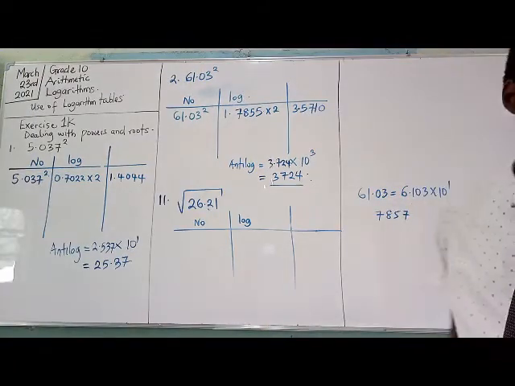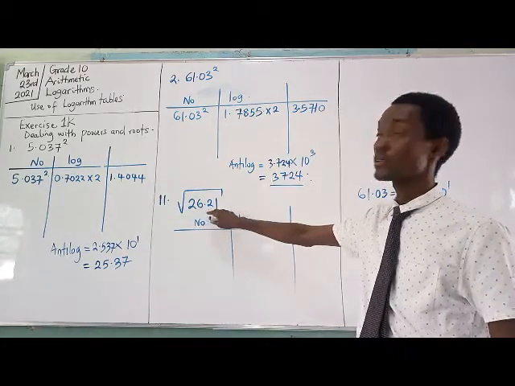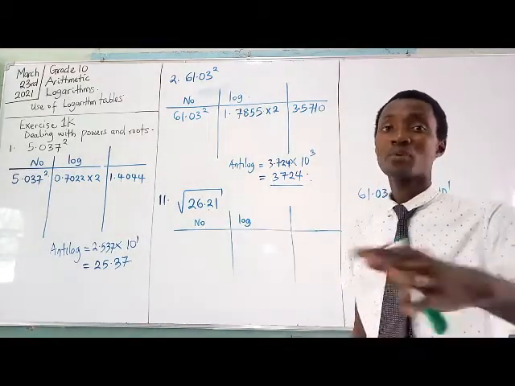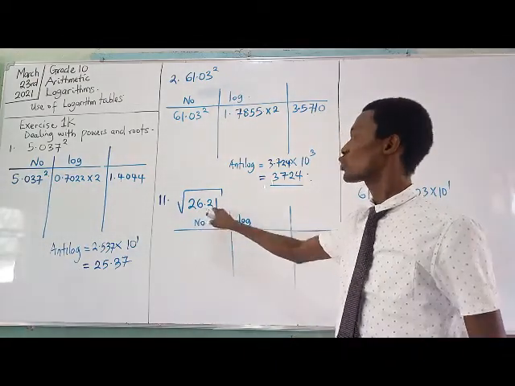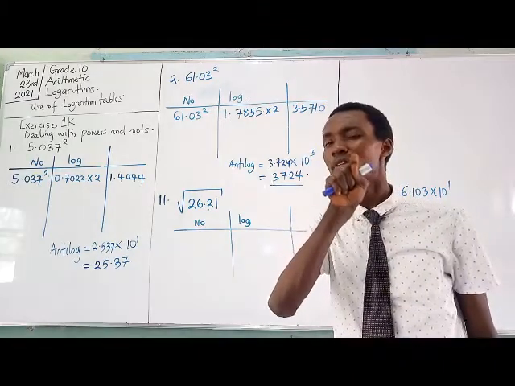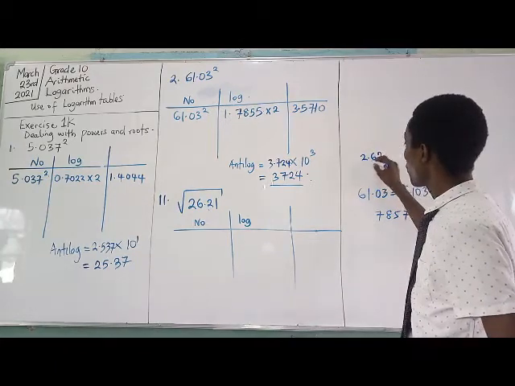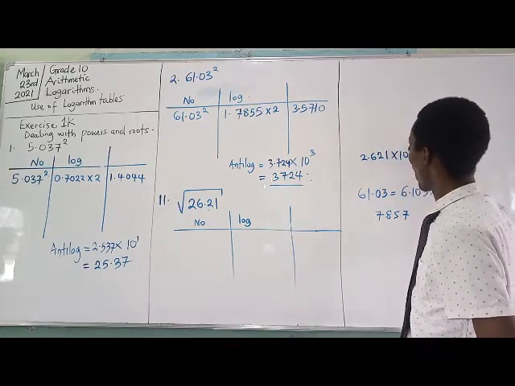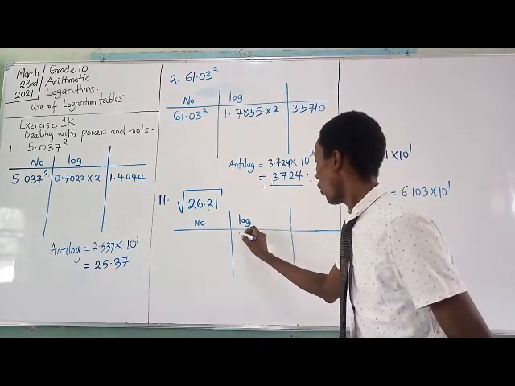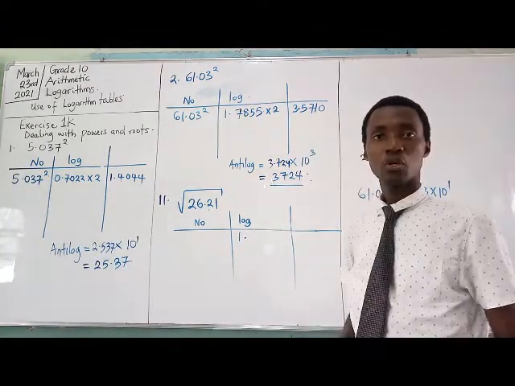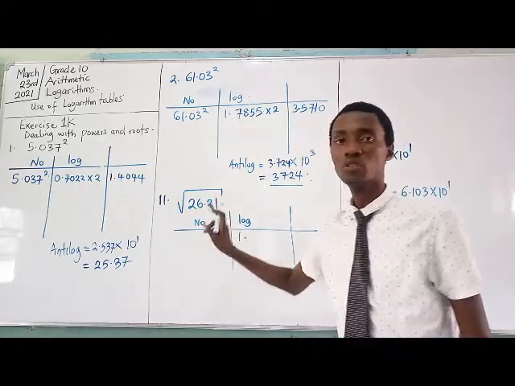The first thing you need to do in this problem is to write this in what? Standard form. Now, at this level, you should be doing these things mentally. 26.21 is like, say, 2.621. 2.621 times 10 raised to the power of what? 1. I see that. So what that means to be what? 1 point something. So you go to your logarithmic table, check 26 under 2 difference 1.